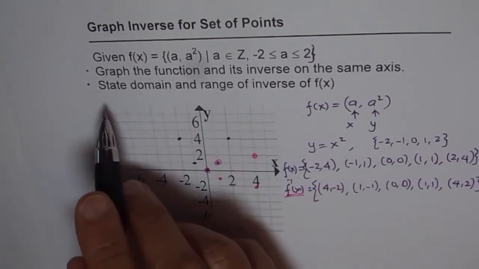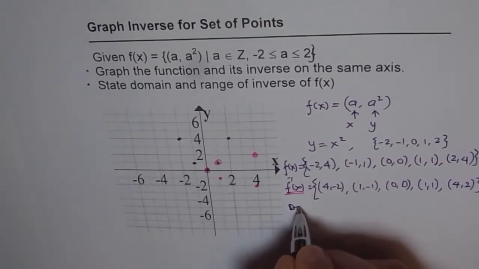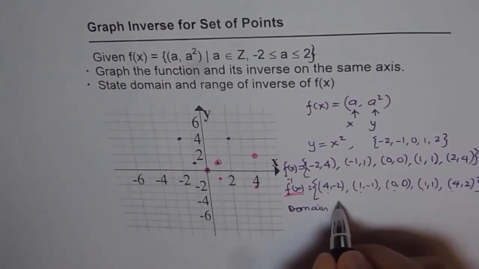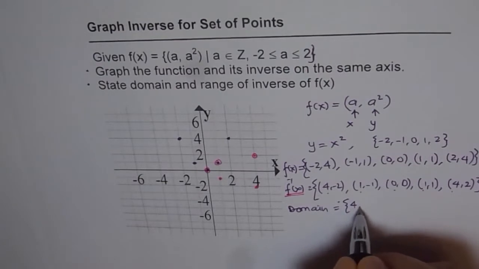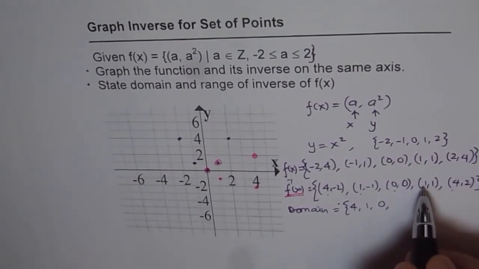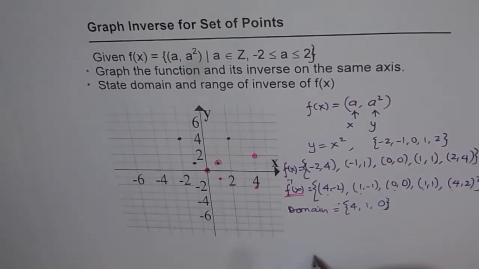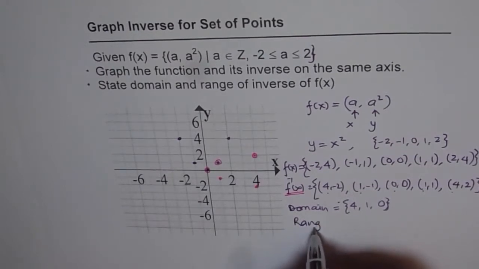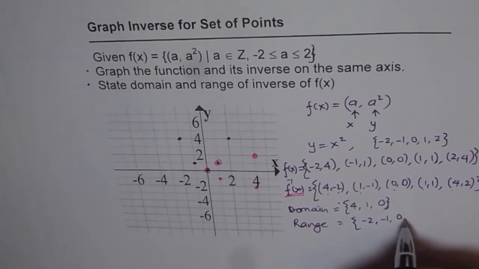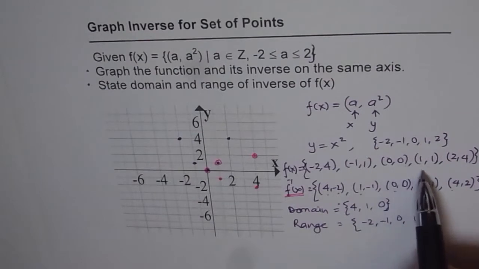Now we can write the domain and range for the inverse. So what is the domain and range for the inverse? Domain is all these numbers. Do you see that? So the domain is equal to {4, 1, 0}, right? And you don't have to write 0 and 4 again. You don't have to repeat them, correct? So that is what the domain is. And how about the range? Range is the y values, which are minus 2, minus 1, 0, 1, and 2. As you can see, domain and range flip.